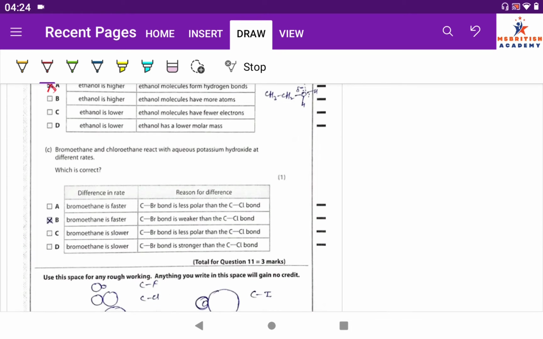Now question number C. Bromoethane and chloroethane react with aqueous potassium hydroxide at different rates.